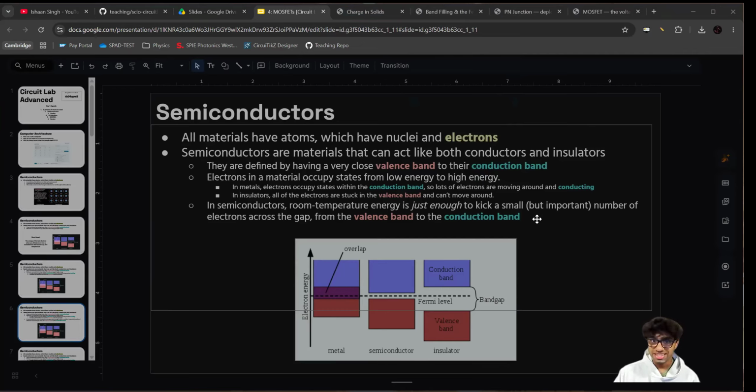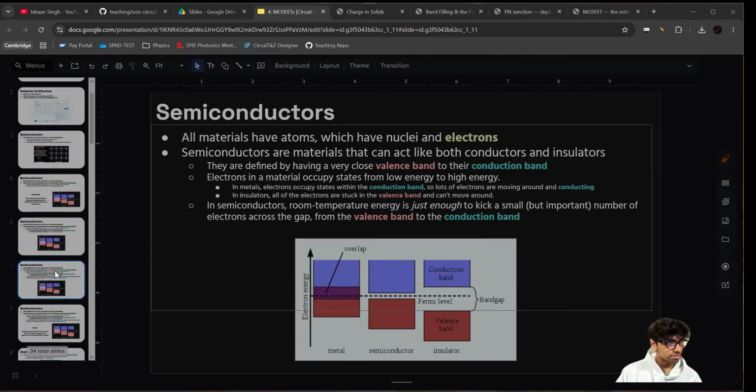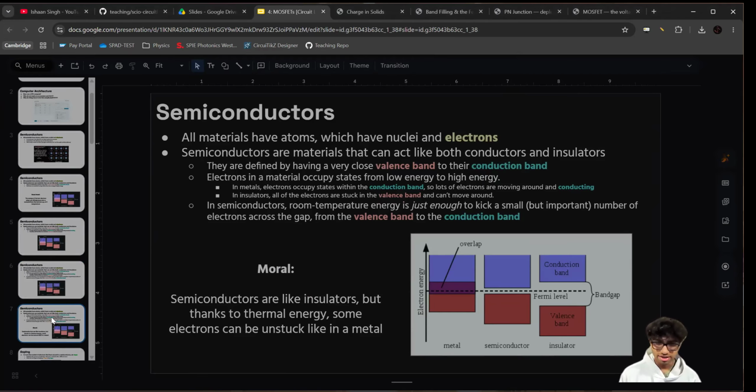What promotion means in this sense takes some nuance to think about, and I encourage you to brainstorm about that. So yeah, the moral is that semiconductors are like insulators, but thermal energy unlocks their ability to act like conductors.